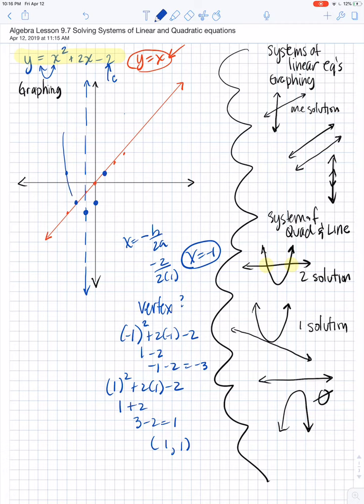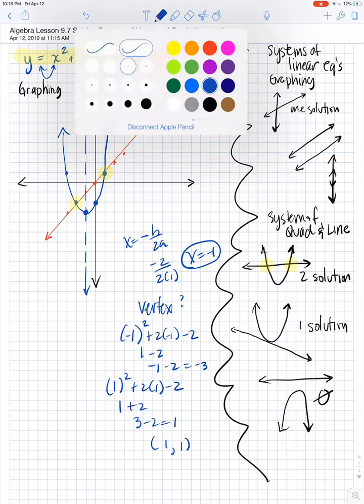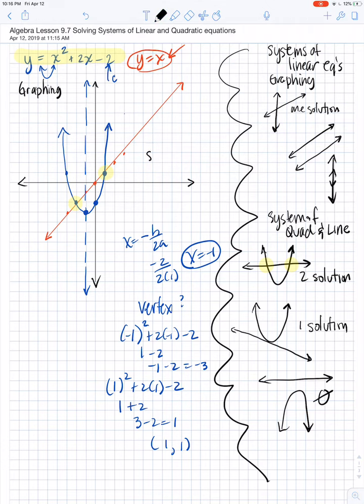Now I have enough points. 5 points makes me feel pretty comfortable about dropping in the graph of that function. And the question we have to ask ourselves right now, are there any points that the line and the parabola have in common? And the answer is yes. This is a situation where there are two solutions. We have two ordered pairs that represent what these two functions have in common.